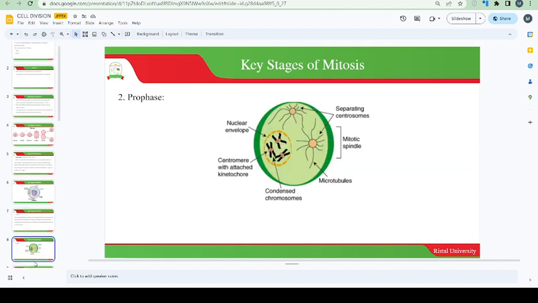As you can see in the diagram below, you'll be able to see the mitotic spindle, the separating centrosomes, the nuclear envelope, the centrosome with the attached kinetochore. Then you'll also be able to see the condensed chromosomes.